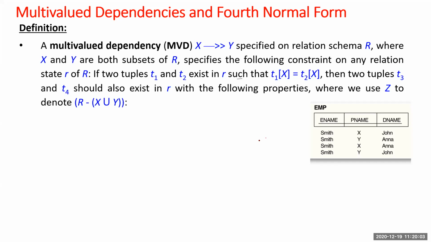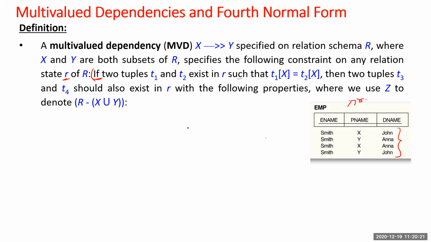Let us consider this example. Fine. Let me start. What is my current state of R? This is my current state of R in a relation schema R. What is my current state? These four tuples I have. That's my current state.